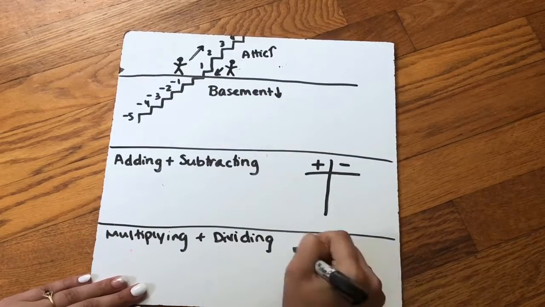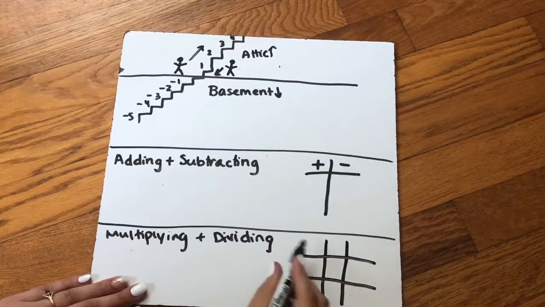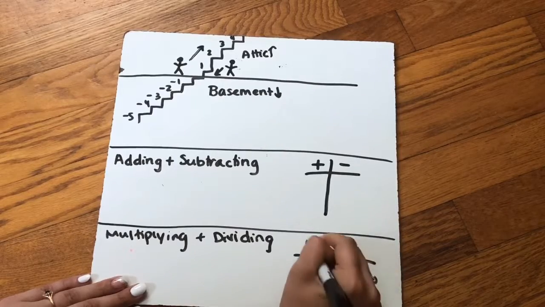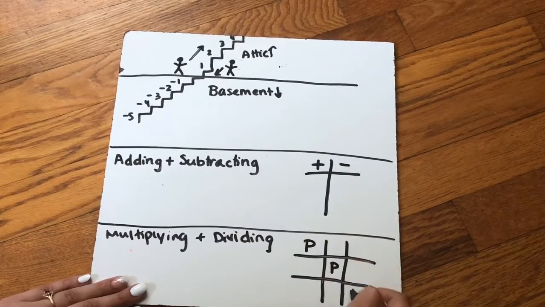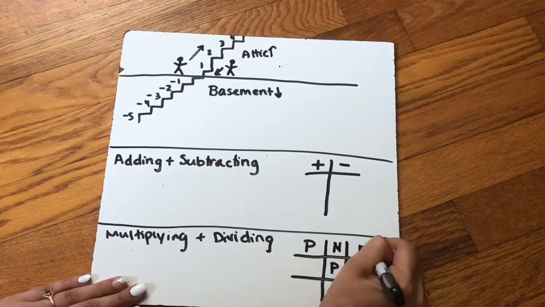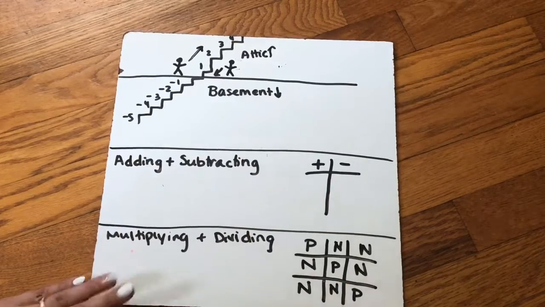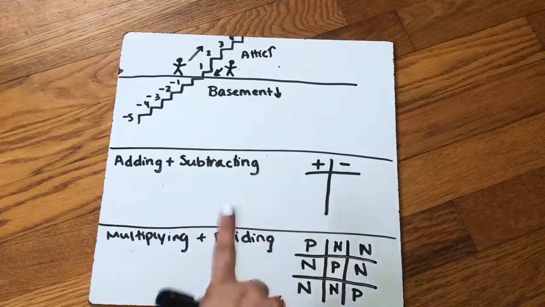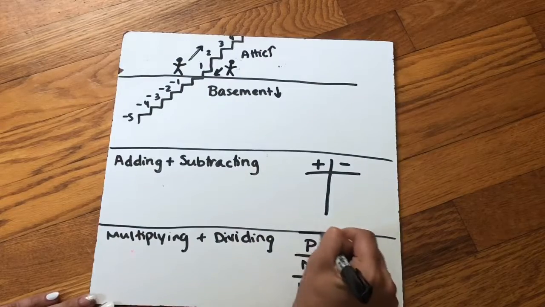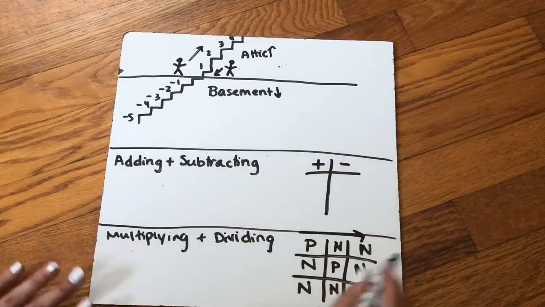So it looks like a tic-tac-toe board, and going diagonally are going to be these 3 P's, and then the rest are going to be filled in with N's. And the P stands for positive and N stands for negative. And we're going to look at this chart kind of like we read. So we read from left to right.